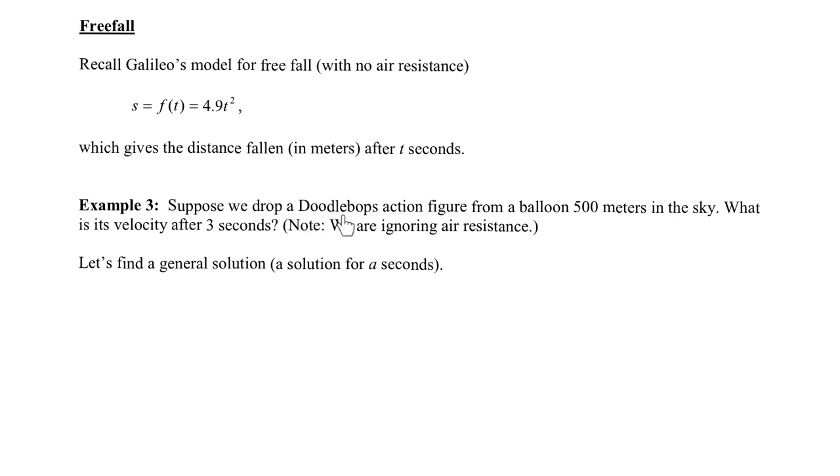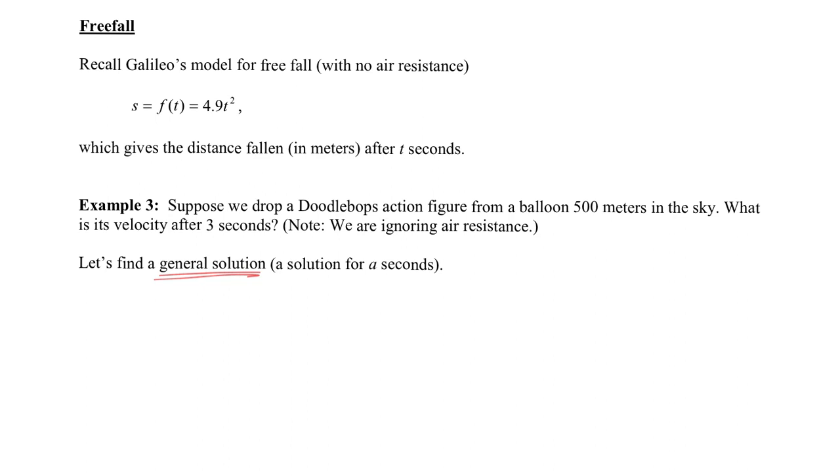So let's say we had a Doodlebop's action figure. We drop it from a balloon way up in the sky, and we want to find its velocity after 3 seconds. Now when we say velocity, we want the instantaneous velocity. Also, we're going to find a general solution. A general solution just means it's a solution for any time. So we'll say for time a. And then after we have it, we can plug in 3. Because then maybe we'll say, what about after 5 seconds? So we don't have to redo the whole thing again. We'll have a general solution, so then we could just plug in 5 seconds.